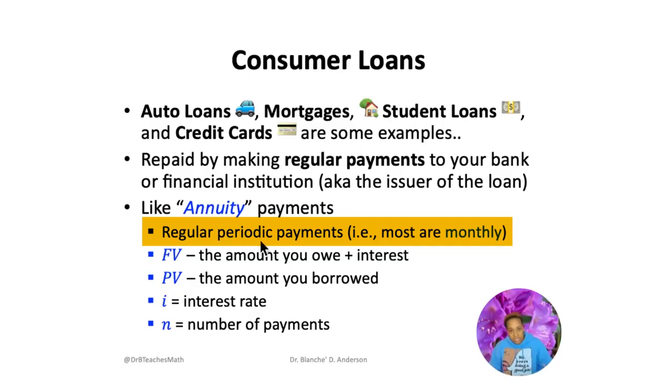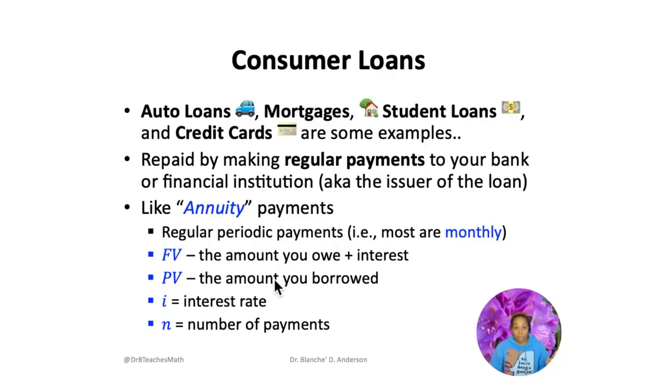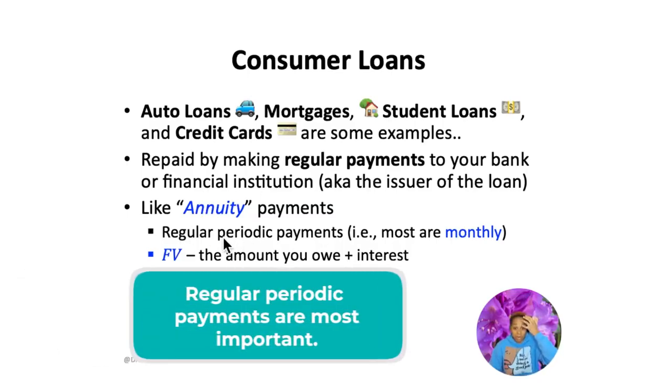So if you have not seen the videos on annuities, go and watch that, and this will make more sense once you see that, because we're going to be using the exact same tools and concepts in here. So, regular periodic payments. You have a future value, the amount you owe plus any interest, right? They tell you up front what you're going to borrow. There's an interest rate, and then there's a number of payments. All of these things fit the annuity, but the most important part is that they are regular payments. Most of them, again, are going to be monthly.